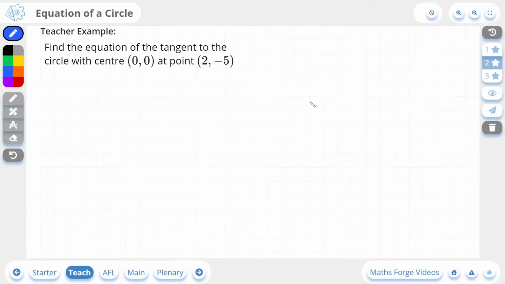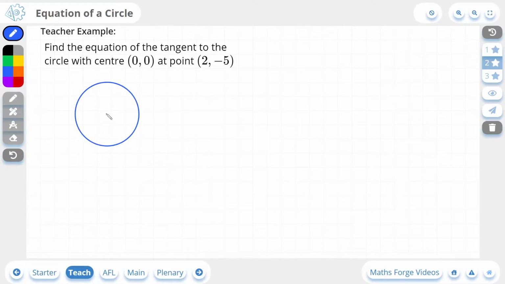Now let's do a 2-star example. Here we're being asked to find the equation of the tangent to the circle with center 0, 0 at the point 2, minus 5. So if you don't know what a tangent is, it is a straight line that touches the edge of the circle at one point.